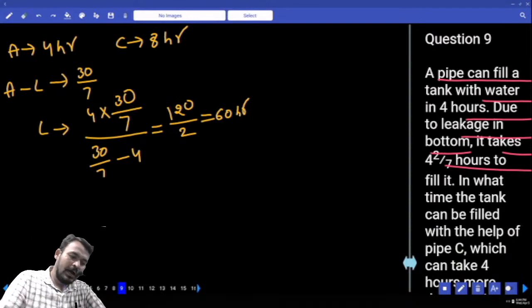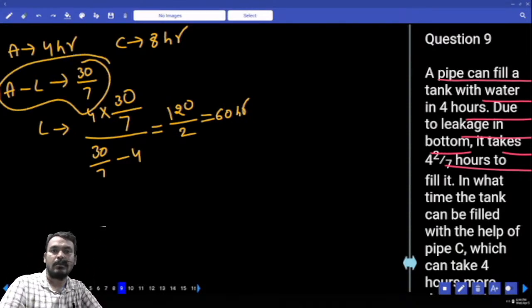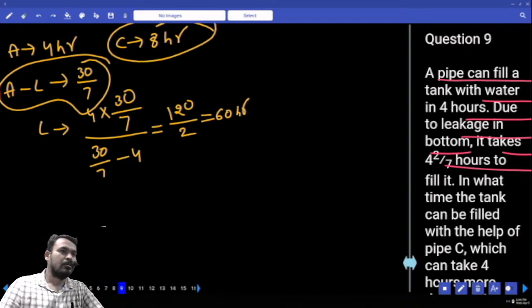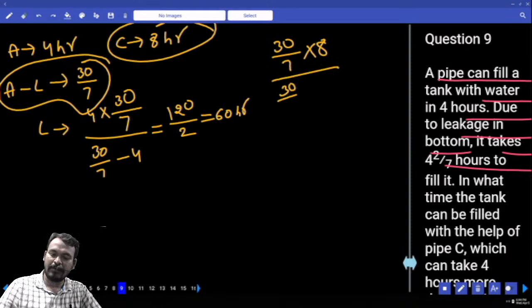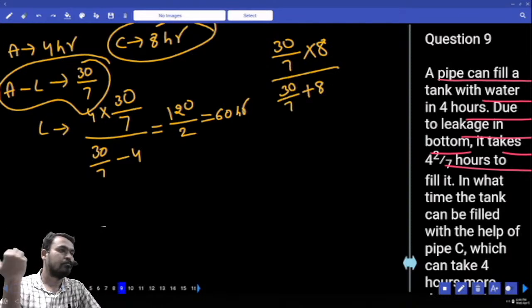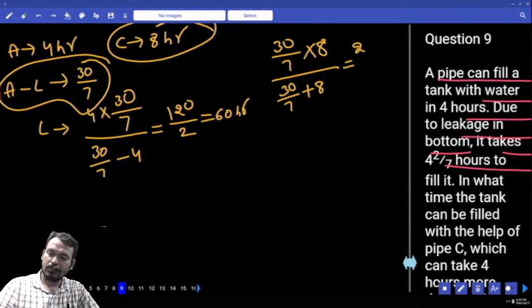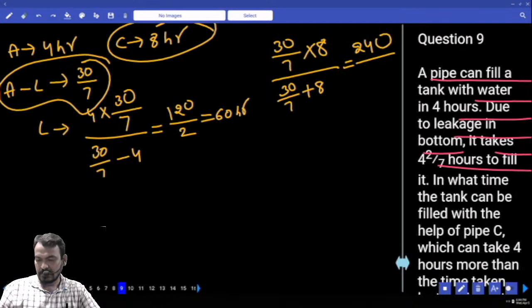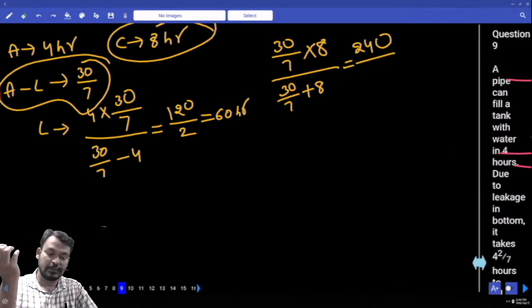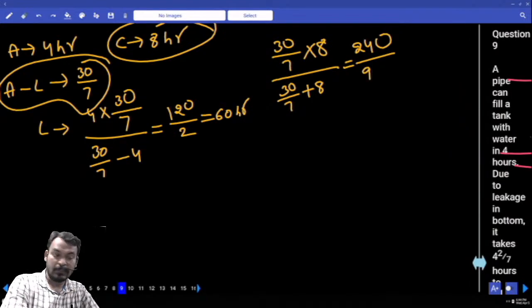Okay, already we know A and L together, and we know the C value or not. Adding or subtracting? Adding. Adding means product by sum or product by difference? Product by sum. 30/7 into how much value? 8 by 30/7 plus 8. Okay, 30 into 8 is how much? 240. 30 plus 8, sorry, 30 plus 56. How much? 90. 86. 86.